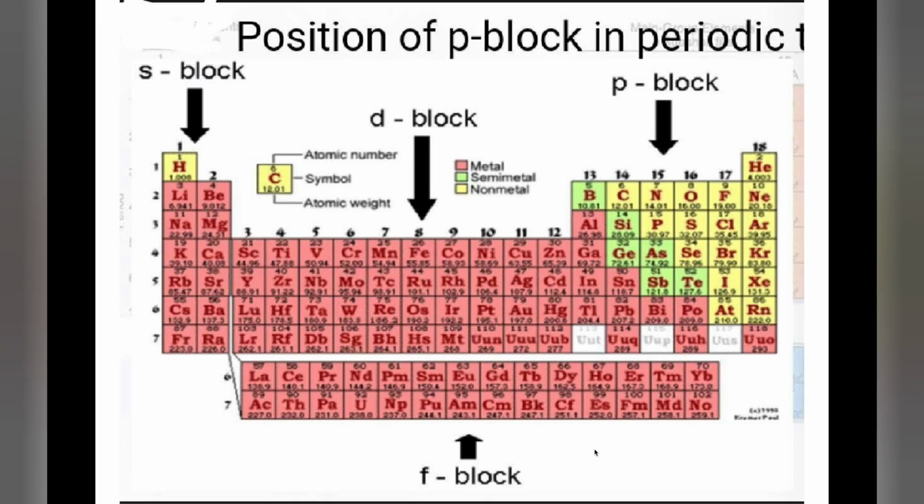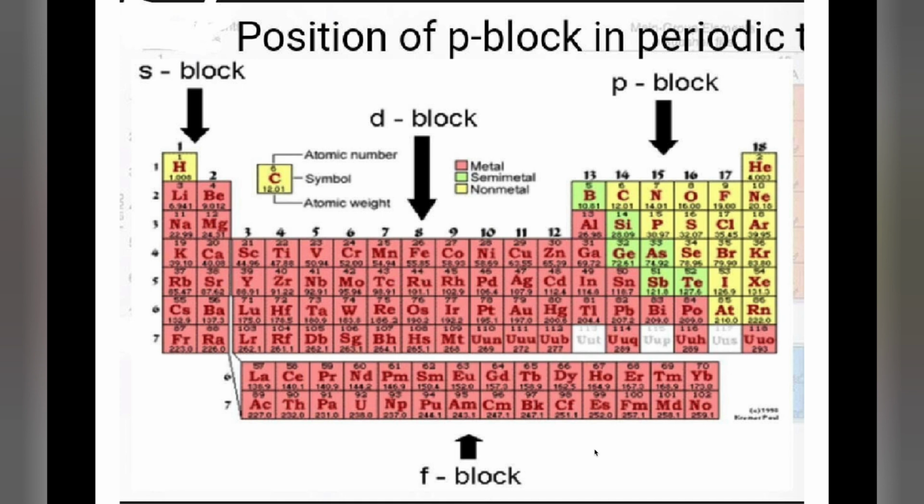Next, what is the position of the blocks in the periodic table? It is clearly shown in this figure that we have 4 blocks: S block, D, P, and F. The S block belongs to the left hand end of the periodic table, the D block comes in the middle, the P block on the right end, and the F block is placed as a separate panel below the periodic table. Now, you can see a colored chart where pink color shows metals, light green color shows semi-metals, which are neither metals nor non-metals, and yellow colors are non-metals.